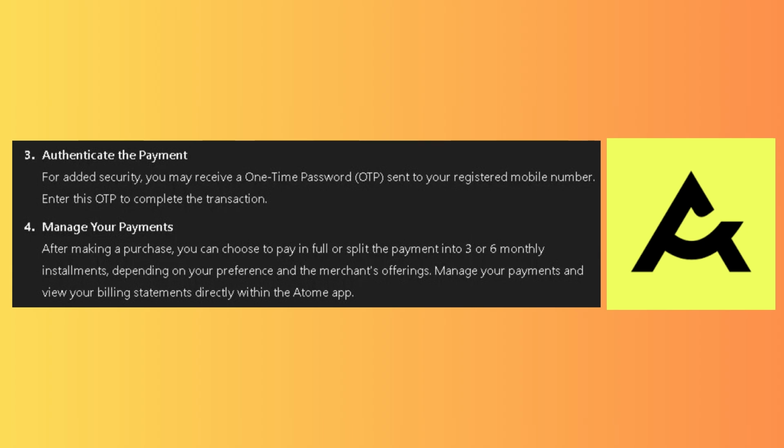Manage payments. After making a purchase, you can choose to pay in full. Split the payment into 3 or 6 monthly installments, depending on your preference, at the merchant offerings. Manage your payments and view your billing statements directly with the Atome app.